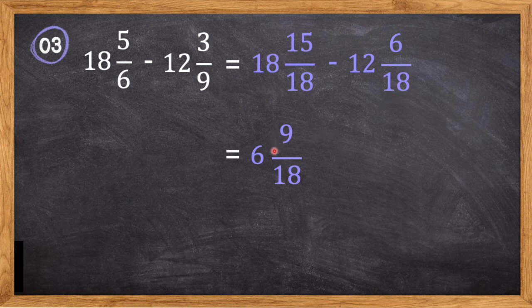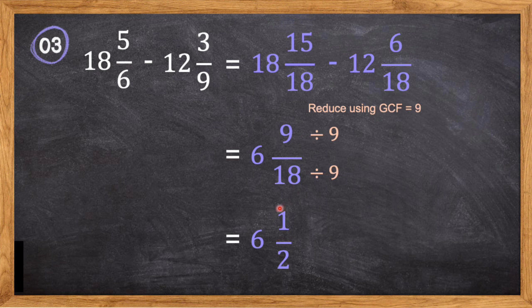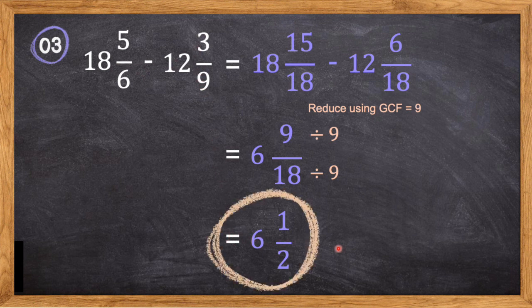Okay. So, if you can observe, pwede pa ni siya ma-reduce. Saan pag-reduce? Using the GCF, no? So, the GCF of 9 and 18 is 9. So, ato itong i-divide karon ang atong GCF, both sa numerator o denominator. So, 9 divided by 9 will give us 1. And then, 18 divided by 9 is 2. So, therefore, na-reduce na nato siya. So, 18 and 5 over 6 minus 12 and 3 over 9 is equal to 6 and 1/2.